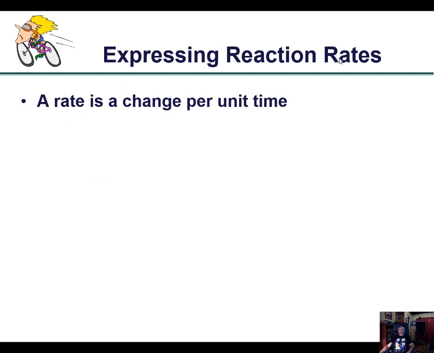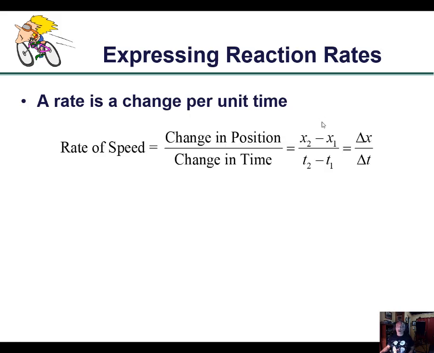So expressing reaction rates, like anything else in chemistry, we need to be able to quantify or express a reaction rate. And the first thing you want to realize is that you're already familiar with rates. Rates are just changes per unit of time. So if you're driving in your car and you look down at your speedometer, you see a change in position per change in unit time. Perhaps you didn't think about it that way. So what's really happening here? What you're expressing is how far you travel in a single unit of time.